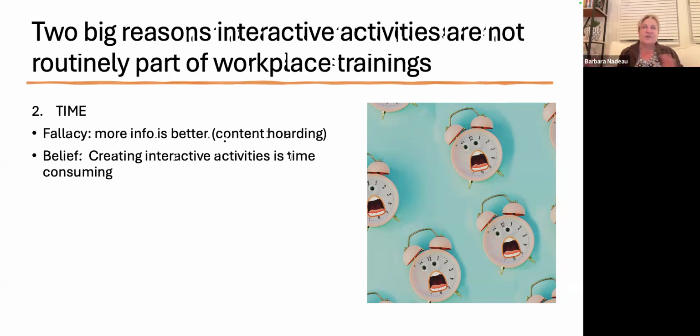So it's better to weed it down to the essence of what you want people to know. And that's ultimately going to be a more effective training. I went to something recently where they were talking about, in higher ed, and I think this can happen in training in general, this thing called content hoarding. I thought that was a great name.